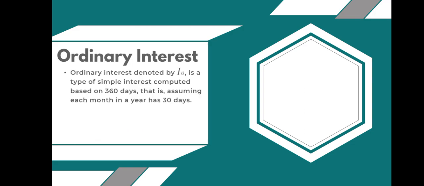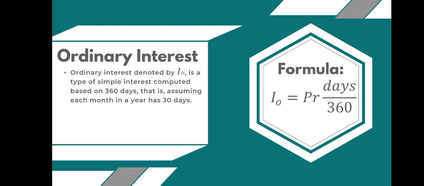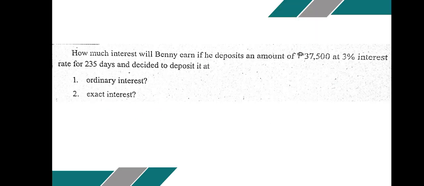Ang ordinary interest naman is denoted by I sub O, and it is a type of simple interest computed based on 360 days. So that is assuming each month in a year has 30 days. So formula niya naman dito is medyo same lang din sa ating exact interest. Ang kaibahan lang is yung number of days. So ordinary interest or I sub O is equal to principal times rate times the given days over 360. Okay? So let's have an example.